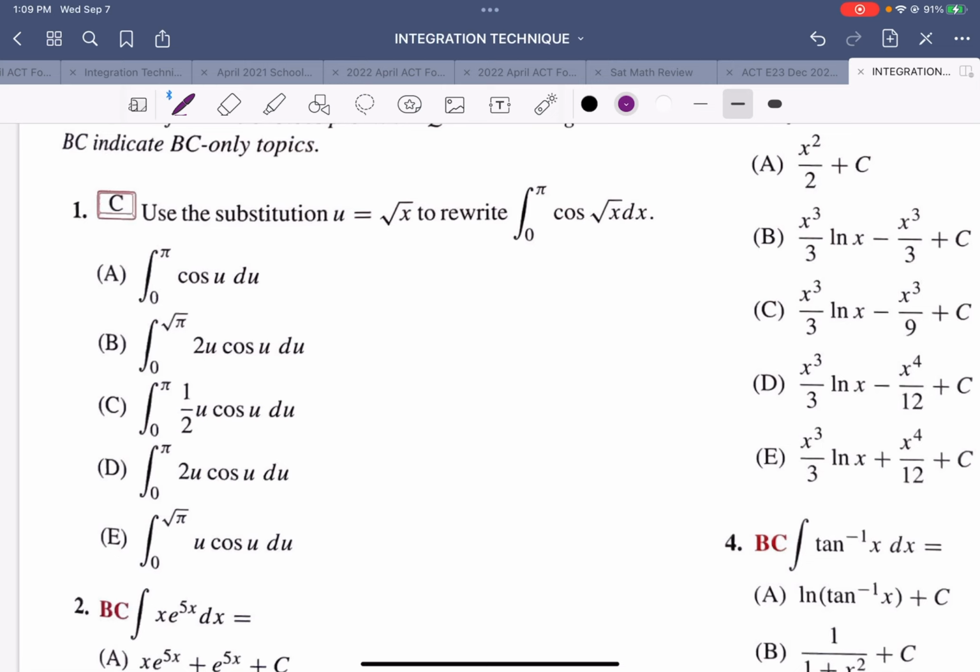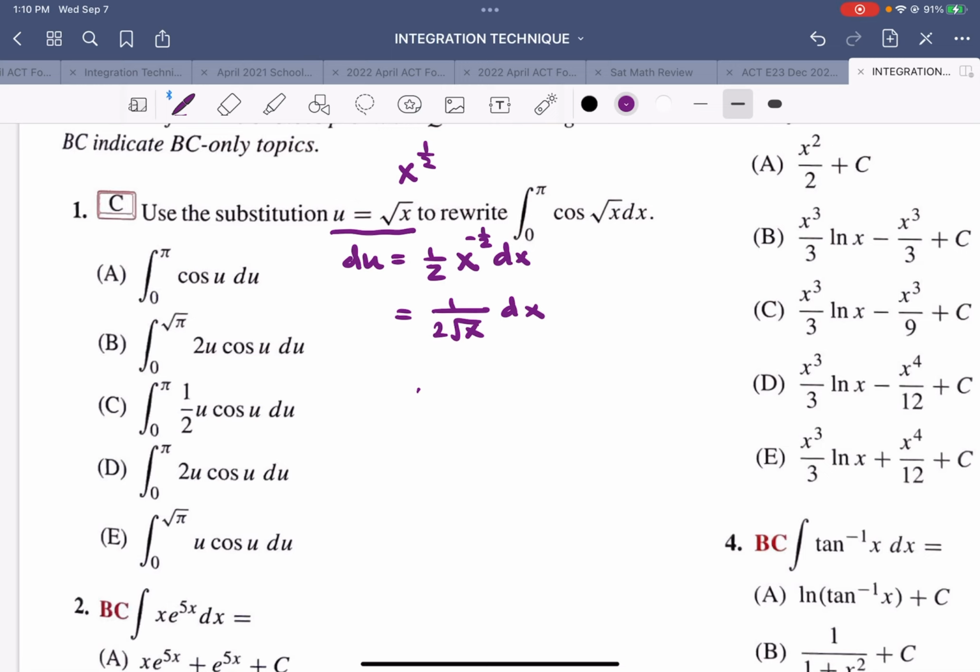Use a substitution u equals root x to rewrite the integral from 0 to pi of cosine root x dx. So they gave you this, so du equals x to the 1/2. When you take a derivative, 1/2 x to the, and then you subtract 1, so negative 1/2 dx, or you can rewrite as 2 root x dx.